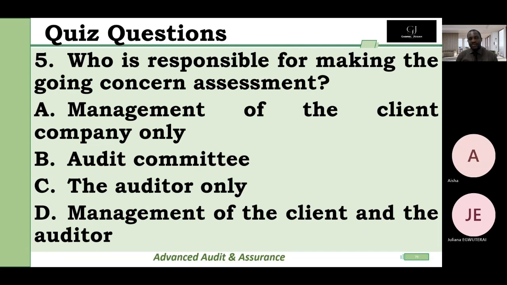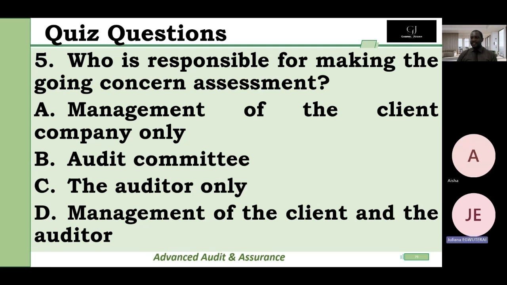The question is, who is responsible for making the going concern assessment? So it's management of the client only. The auditor cannot do it alone. It's not the auditor that is running the company, it's management, and they are to assess the company. Is it not the auditor that goes to assess the going concern status? Oh, he's reviewing based on ISA 570.